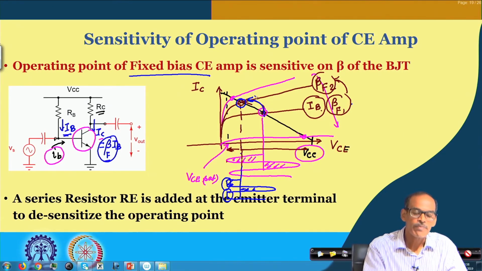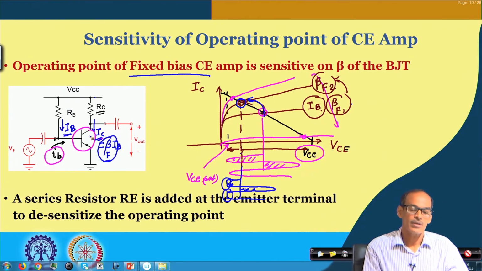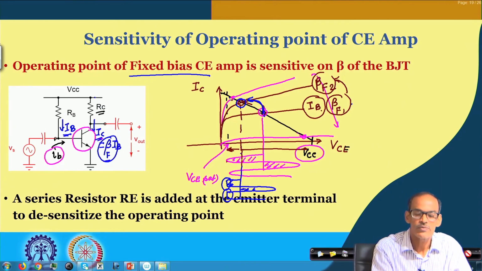Why is it called a runaway problem? If IC is increasing due to an increase of beta, originally due to an increase of temperature, then that may increase the power dissipation in the junction, and that may further increase the temperature, and then that may again increase the beta. As a result, it is having a cumulative effect to increase the beta, and the Q point of the circuit may go towards the saturation limit or active region limit. So, as I said, this is a problem which is referred to as the thermal runaway problem for CE amplifier, particularly if it is fixed bias.